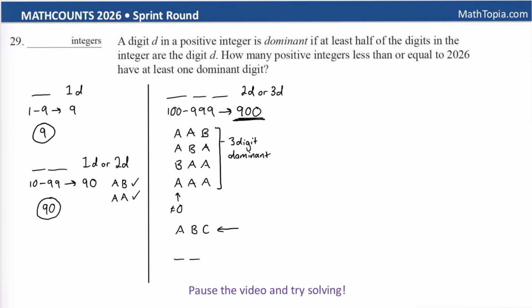So counting this is much easier because we have 9 total options for our first digit, because it can be any of the 10 digits except 0, because we can't start with 0. And then B can be any of the 10 digits except what we chose for A, so 9 options. And then C can be any of the 10 digits except what we chose for A and B, so there's 8 total options. And this equals 648. So there's 648 3-digit integers that are not dominant. So in order to find the total number of dominant 3-digit integers, we take 900 and subtract 648 to get 252.